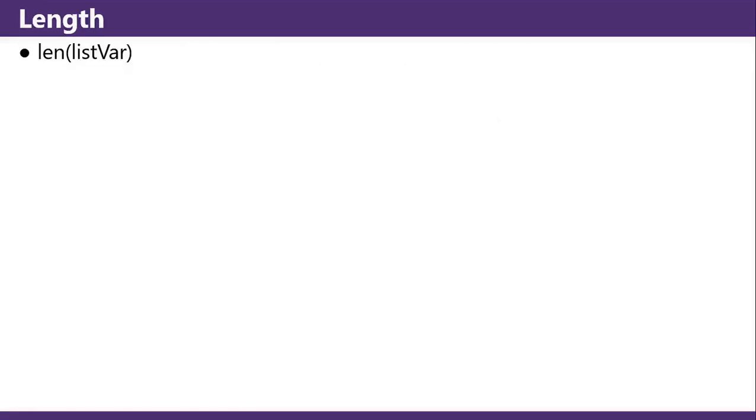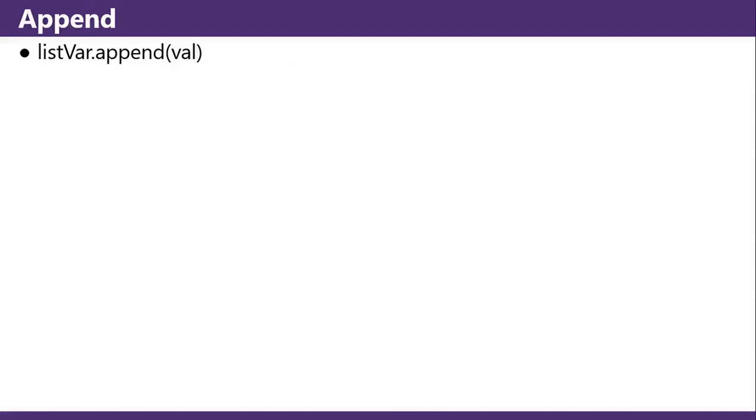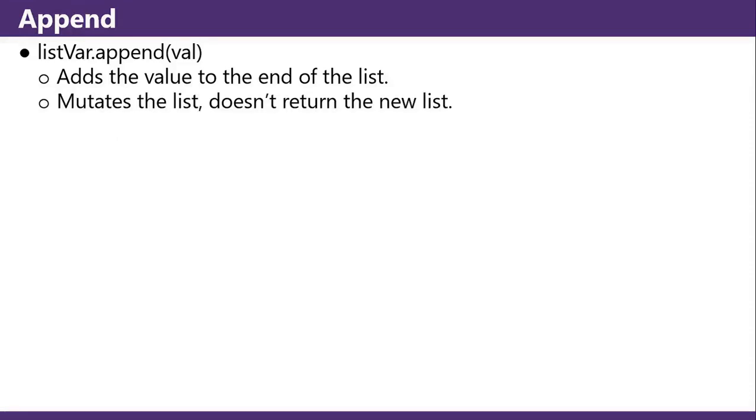Length, len(list_var), returns the length of the list. Quick operation, you don't have to iterate over every item. Append, list_var.append(val), adds the value to the end of the list. Mutates the list, it doesn't return the new list.